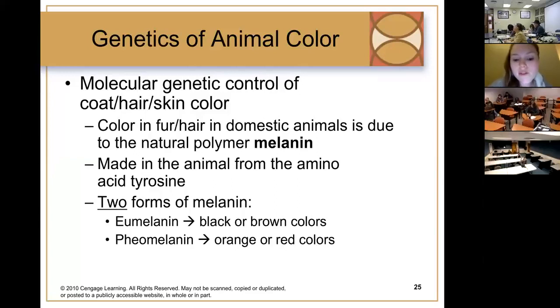There are two forms of melanin. You have eumelanin, which is responsible for your black or brown colors. And then you have pheomelanin, which is responsible for your orange or red colors. Those are going to determine what color the animal is going to be.